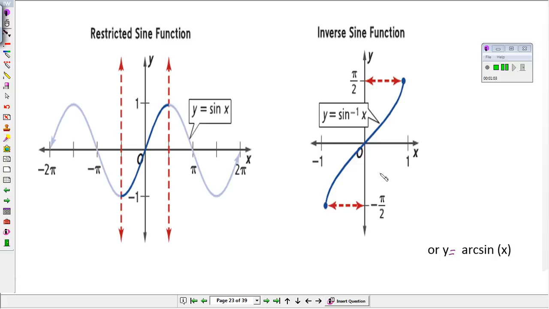Okay, so for the sine function, first you can see right here that the graph of the sine function doesn't pass the horizontal line test. So we have to restrict the sine function. It means that you go back to the graph and you only take one piece of the graph. The piece that we are going to pick will be the piece that's closer to both the x-axis and y-axis and passes through the point 0, 0. So we take this piece right here.